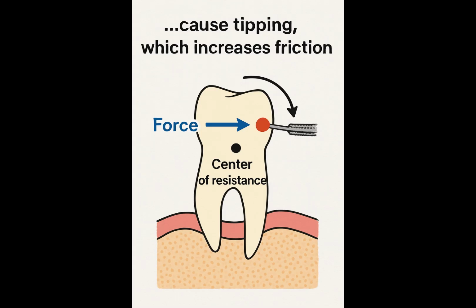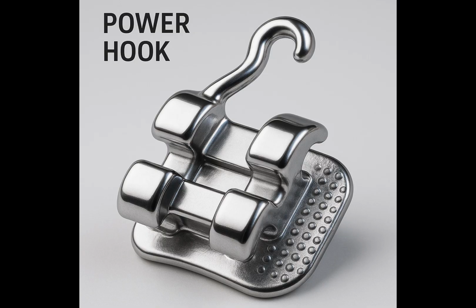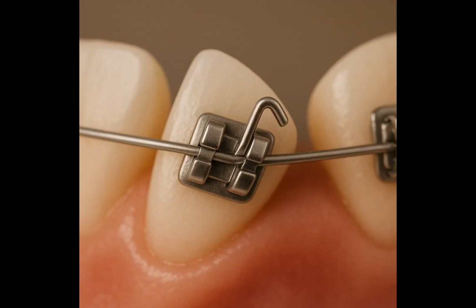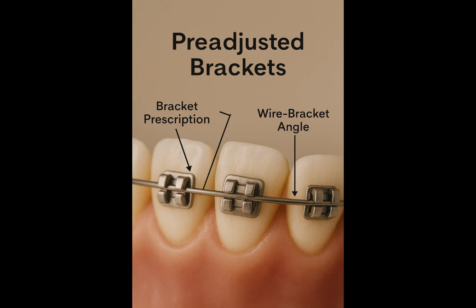Force, magnitude, and application. The magnitude and point of application of the force are critical. If the force does not pass through the center of resistance of the tooth, it can cause tipping, which increases friction. Reducing tipping by applying force closer to the center of resistance, for example using power hooks, can help minimize friction. Wire bracket angle, angulation. A higher wire bracket angle leads to greater friction. This is particularly important with pre-adjusted brackets, where excessive tipping can cause binding and anchorage loss.